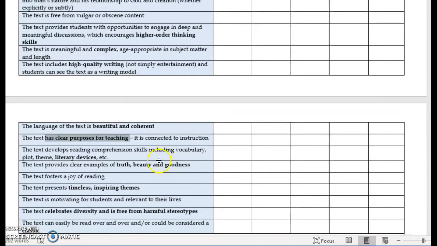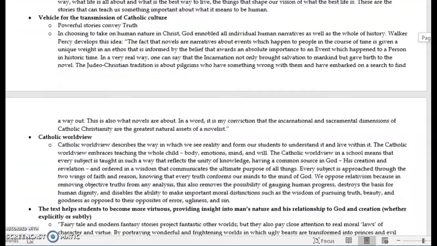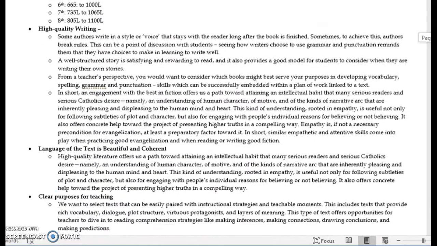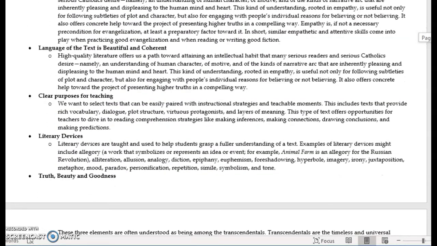The text develops reading comprehension skills, including vocabulary, plot, theme, and literary devices. And there are examples of literary devices that you might teach your students depending on the grade level.